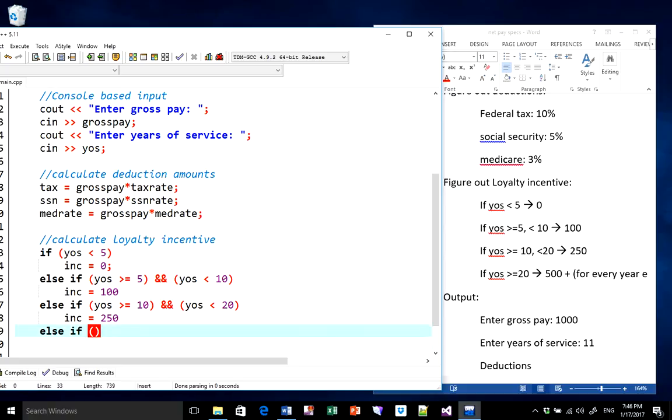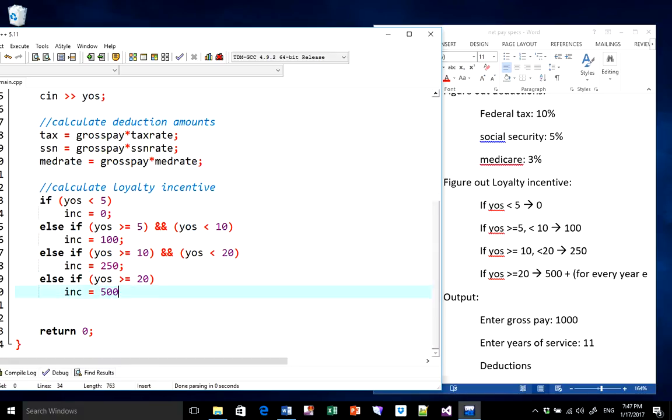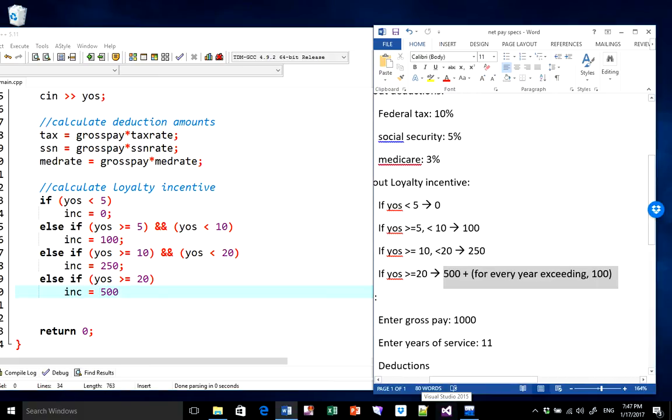If YOS greater than or equal to 20, INC equals what? Equals 500. Actually missing the 500. And how do you come up for the every year? For every year exceeding, it's 100 each.